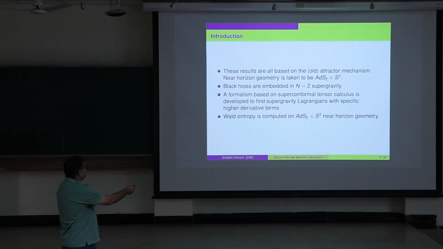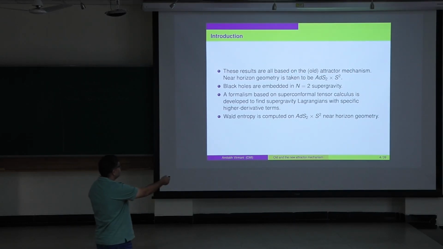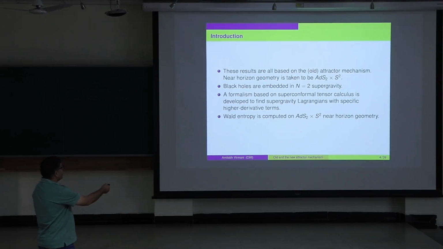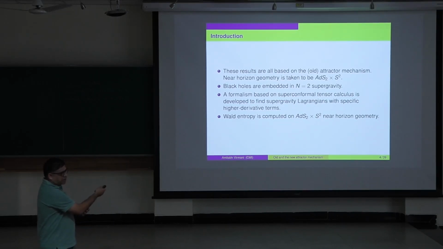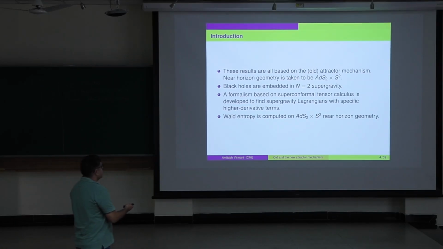Okay, so these results are all based on the attractor mechanism, because now there is a new attractor mechanism. I am calling it the old attractor mechanism. What one does is that one takes a supergravity theory, makes the claim that the black hole has a near horizon geometry which is AdS2 times S2, then considers embedding of these black holes in n equal to 2 supergravity. A formalism is developed. The formalism is based on what is called the superconformal tensor calculus, and one develops a very complicated supergravity Lagrangian with the specific higher derivative terms, and one computes the Wald entropy with these Lagrangians, assuming the AdS2 times S2 near horizon geometry, and one finds those two results that I mentioned in the previous slide.